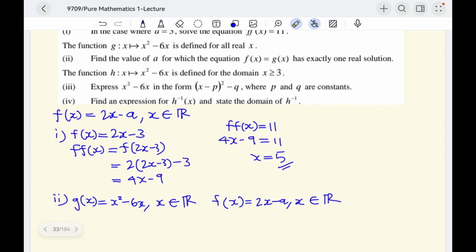So the question wants you to find the value of a for which the equation f(x) equals g(x) has exactly one real solution. Just like what I said just now, g(x) is a quadratic function, whereas f(x) is a linear function. In the end, you follow the equation, you will simplify into a quadratic equation equals to 0. And then you will see the keyword of exactly one real solution. What does it mean? It means that this quadratic equation has a discriminant b squared minus 4ac equals to 0.